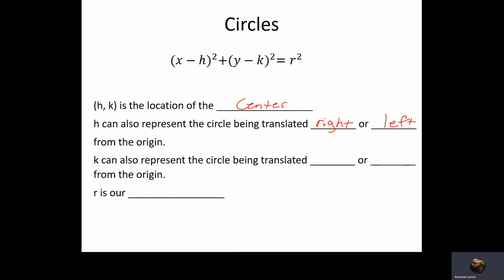Then the K, what do y'all think that would be? Up and down, right? Because it's the Y. So this is representing up or down from the origin. And R, y'all can probably guess what R is. The radius. Yes.